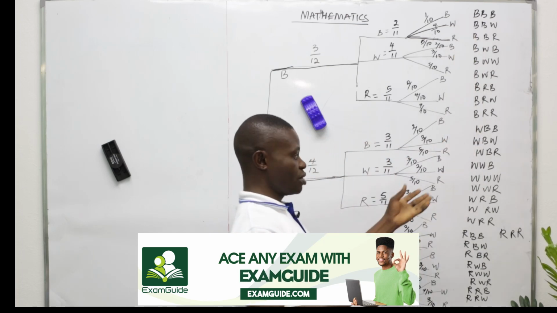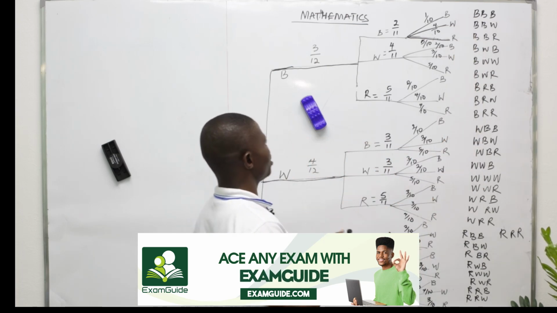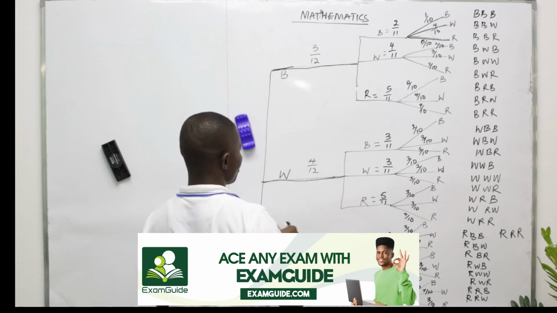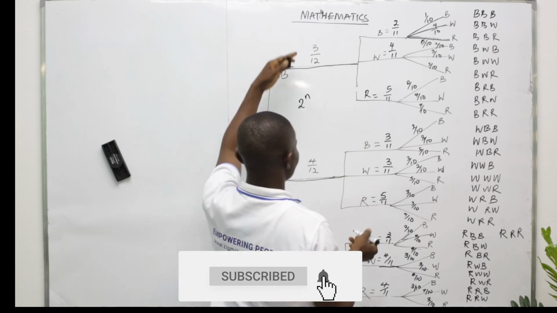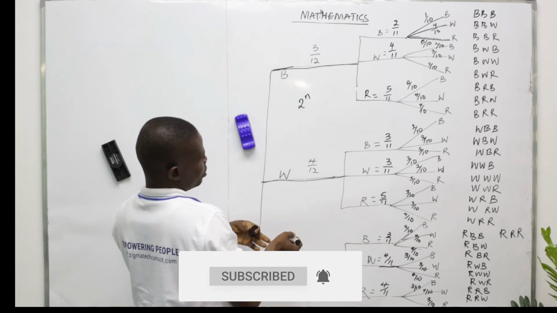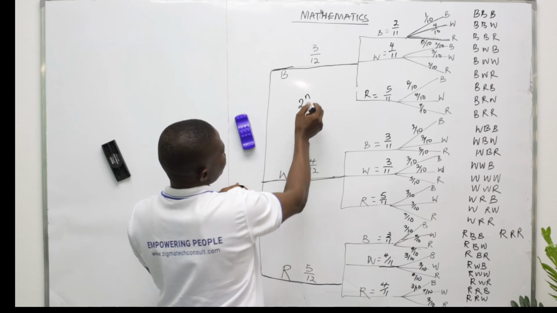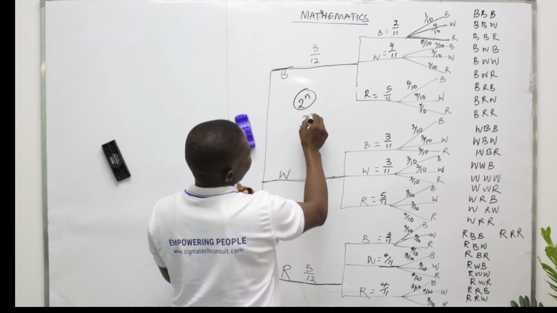How do you know when you are correct? There is a formula in set theory. That is when you talk about the power of set, where you have 2 raised to the power n. But now, how many balls are involved is 3 balls, meaning this formula will no longer exist. It becomes 3 raised to the power n.